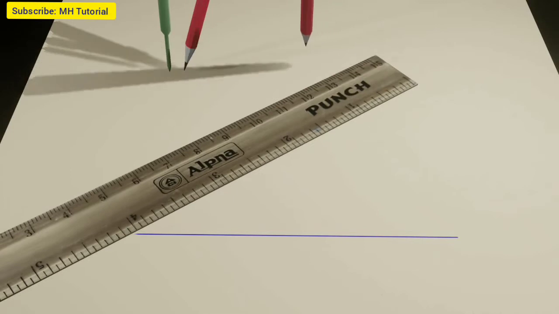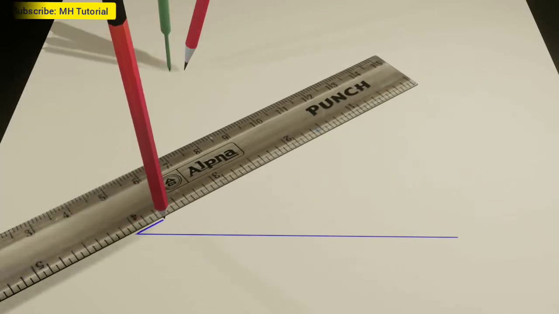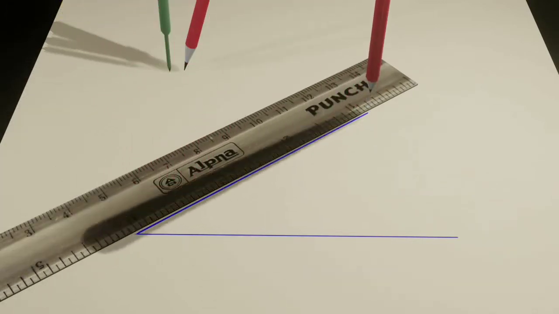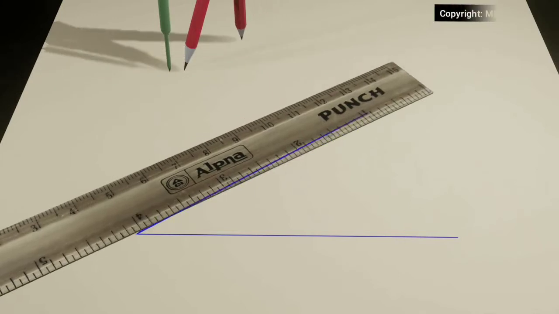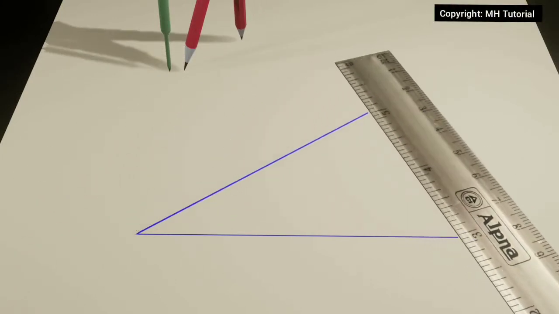The second stage is described in this animation. If you want to learn the first stage, that is the construction of the triangles, check out the other videos in this channel.